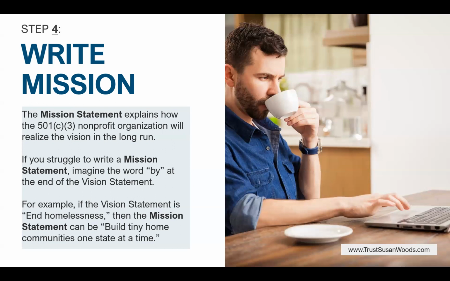So then the mission statement can be build tiny home communities one state at a time. So again, the vision statement is end homelessness by building tiny home communities one state at a time. So step 4 of the 20 steps to starting a 501c3 nonprofit organization is write the mission.